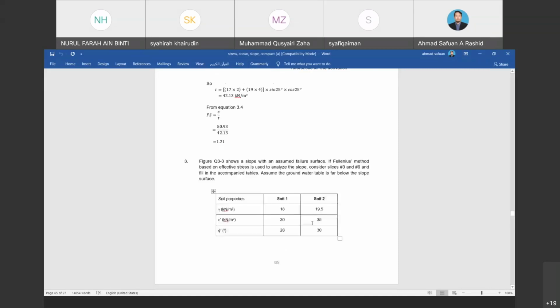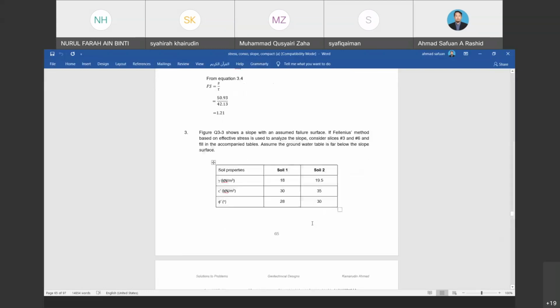So for this example, the groundwater table is far below the slope surface. However, for Fellenius or Bishop, they could consider the appearance or the existence of the water table. So we have two types of soil here, soil number 1 and soil number 2, where the unit weights are 18 and 19.5. All the details have been provided in this table.